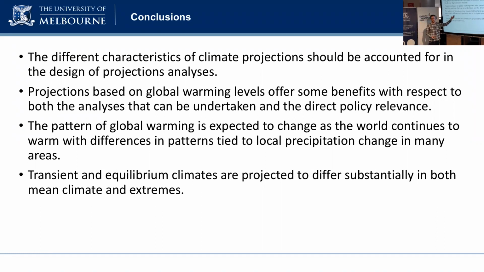One thing I've showed today is that the pattern of global warming is likely to change a bit in the future as a function of global temperature, and that uncertainty in that change is tied to changes in things like precipitation, and that transient and equilibrium climates are substantially different from each other, which isn't too surprising a result, but it's really important that we explain this when we're framing climate projections.